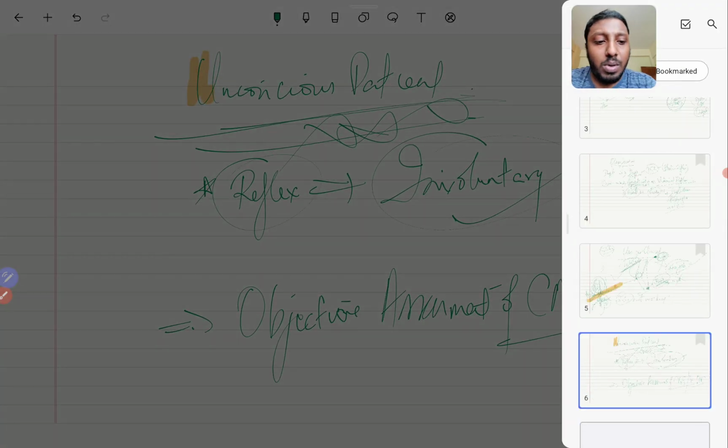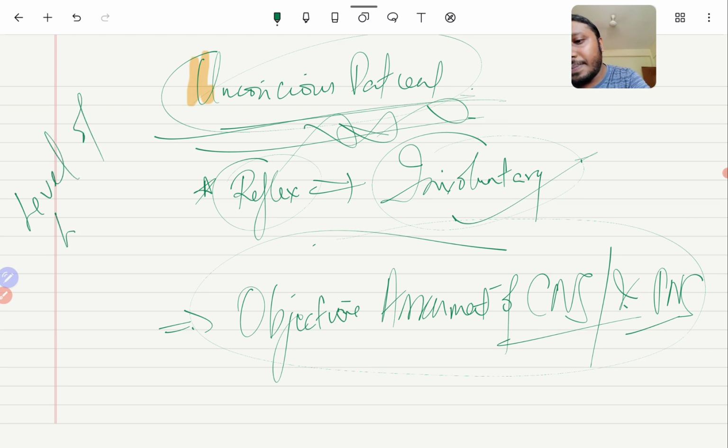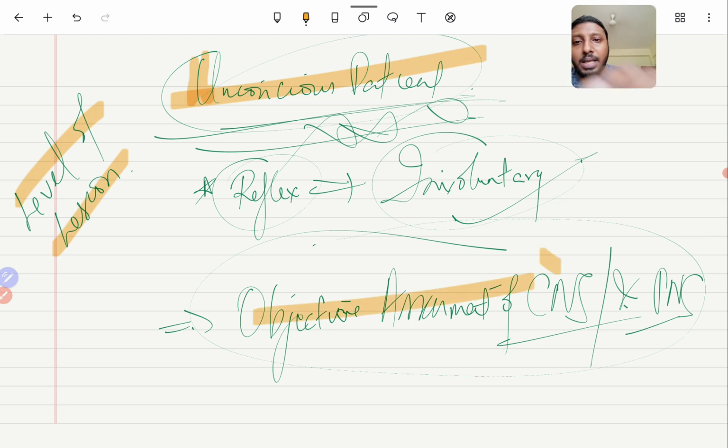So that is it. So unconscious patient, objective assessment of CNS, and also one more thing is level of lesion. Okay, so these are the things that we can assume.